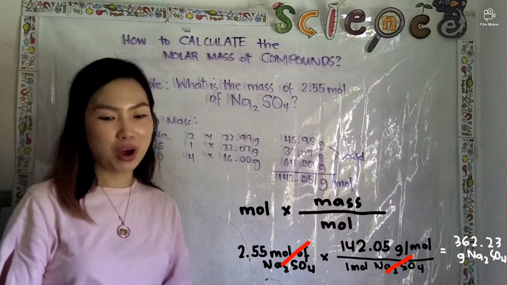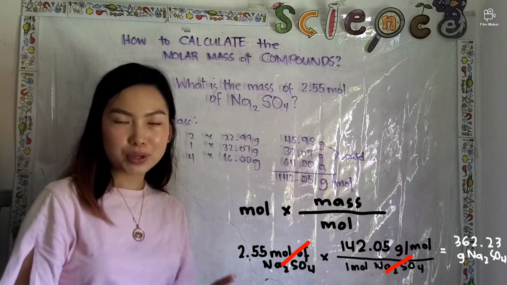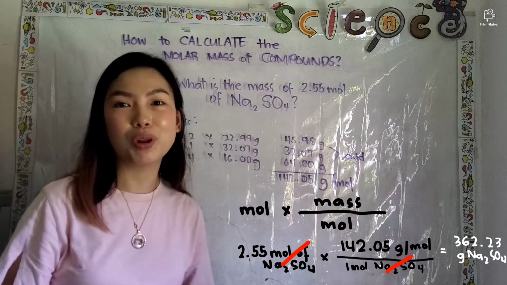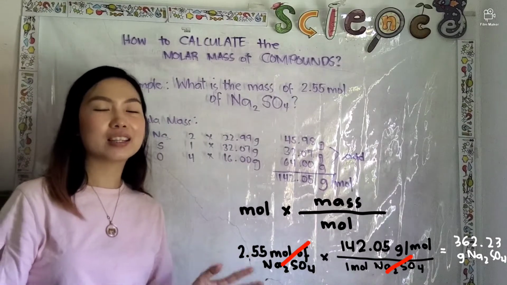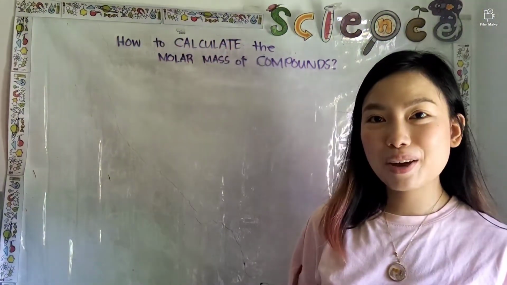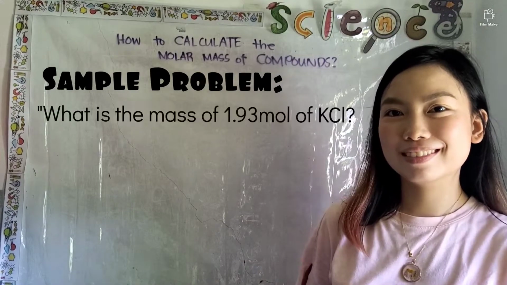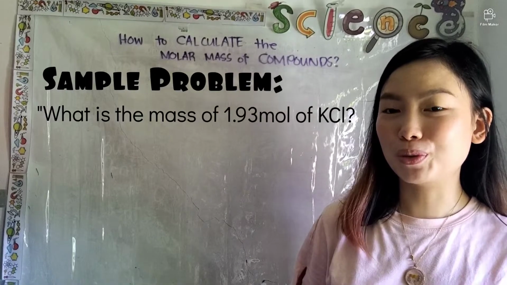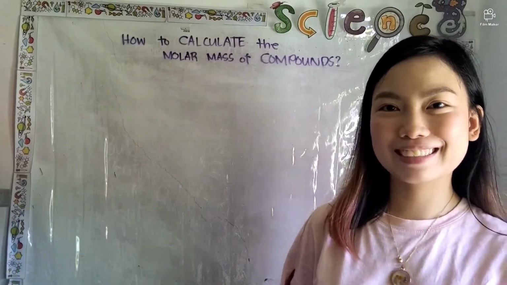So, meaning to say you have 362.23 grams of Na2SO4 for a 2.55 mole of Na2SO4. So, that's how we find the molar mass for a compound. Okay, so let us have this sample problem in finding the molar mass of a compound. You may answer this sample problem on your notebook or any piece of paper and then find out if your answer is correct.